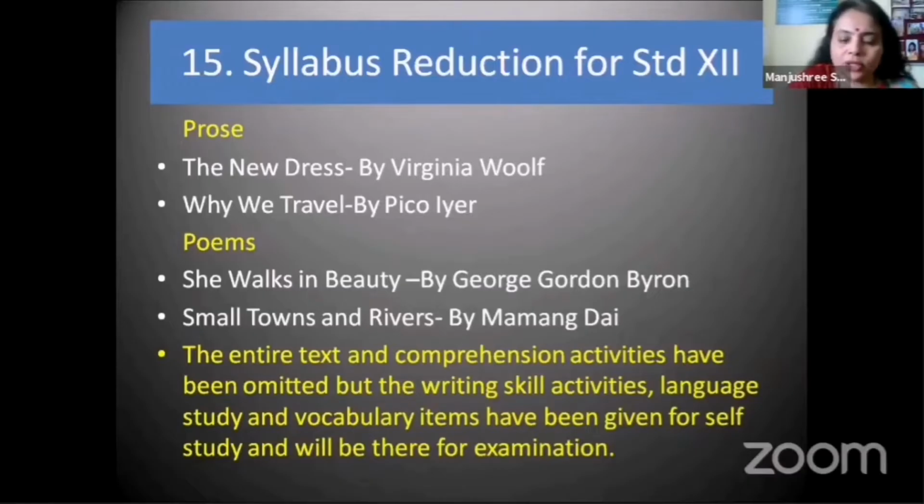In the prose, we have dropped The New Dress by Virginia Woolf and Why We Travel by Pico Iyer. As far as the poems are concerned, we have dropped She Walks in Beauty by George Byron and Small Towns and Rivers by Mungai. The entire text and comprehension activities have been omitted, but writing skill activities, language study and vocabulary items have been given for self-study and they will be there for examination.